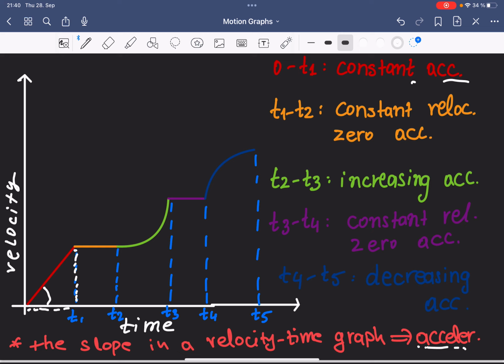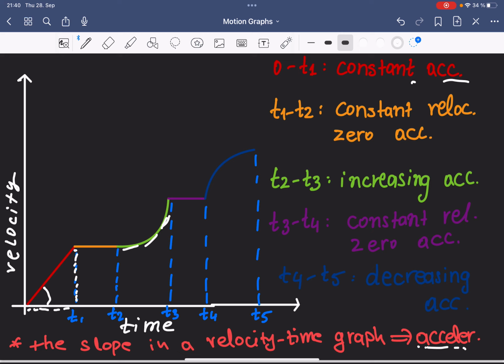Or if you have a 0 slope, it means that your acceleration is also 0. So you have different ways to approach the problem. Now t2 to t3, we have again the same approach of having to draw the tangent all the time, okay, and we can see that the tangent keeps increasing. So increasing tangent means that the acceleration keeps increasing, okay.